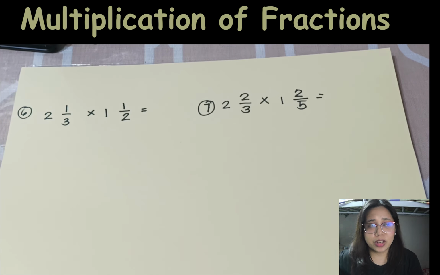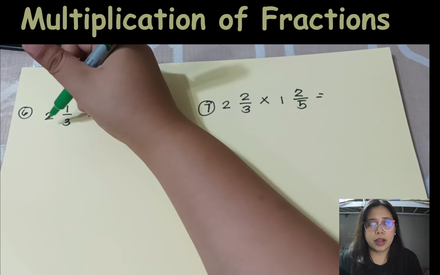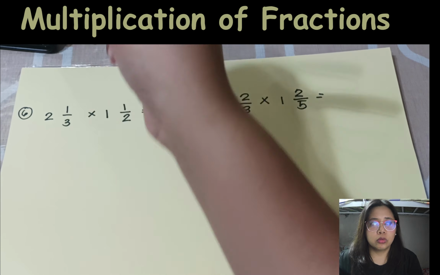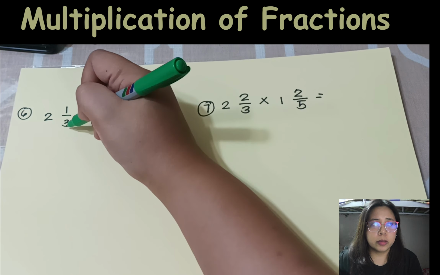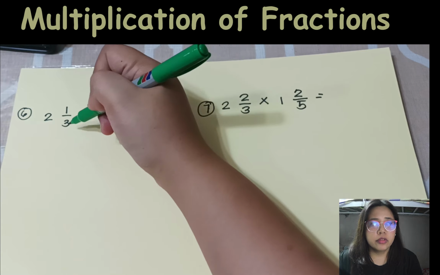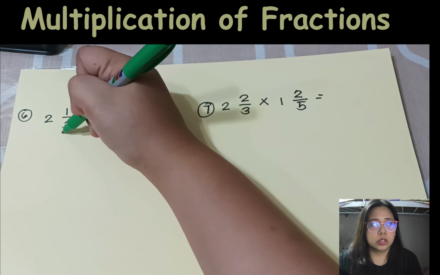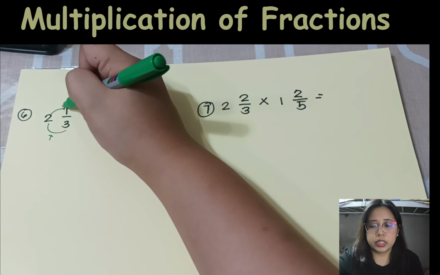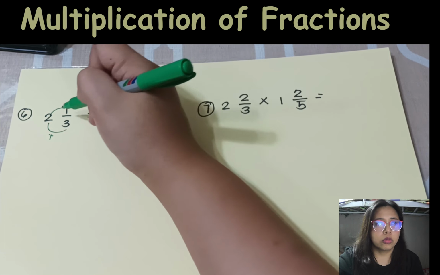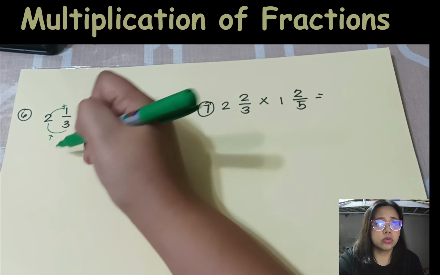So, next example, meron naman tayo dito mga mixed fractions. Okay, so paano natin yan i-multiply? Ko-convert muna natin yan sa improper fractions. Okay. So, how to do that? Okay. I-multiply natin yung denominator sa whole number. Okay, so we have 3 and then we're going to multiply that to 2. Okay, so lagay natin yan dito. Okay, and then plus the numerator. Okay, so and we will get 3 times 2 plus 1 is equal to 7.